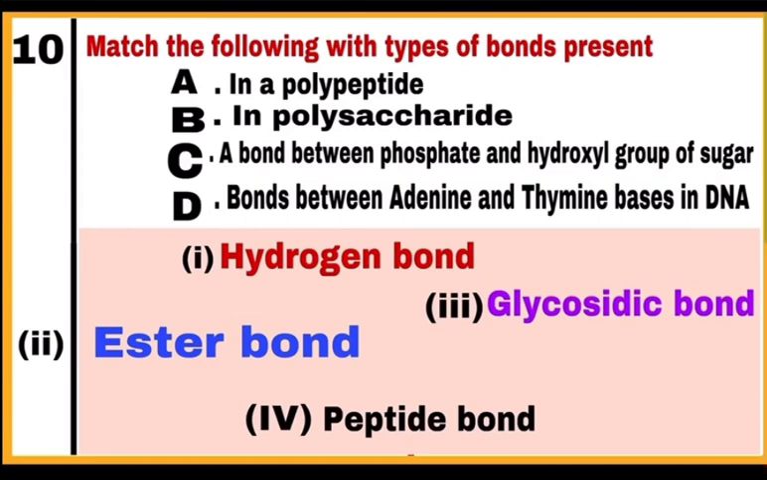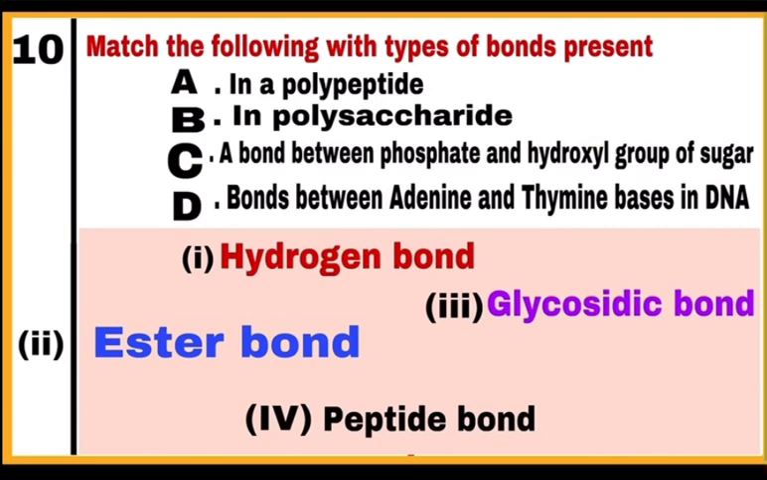Next, match the following with types of bonds present in them. A. In a polypeptide. Peptide bond is present in a polypeptide chain. B. In polysaccharide. Glycosidic bond is present in polysaccharide. C. A bond between phosphate and hydroxyl group of sugar. This bond is ester bond which connects phosphate with hydroxyl group of sugar.